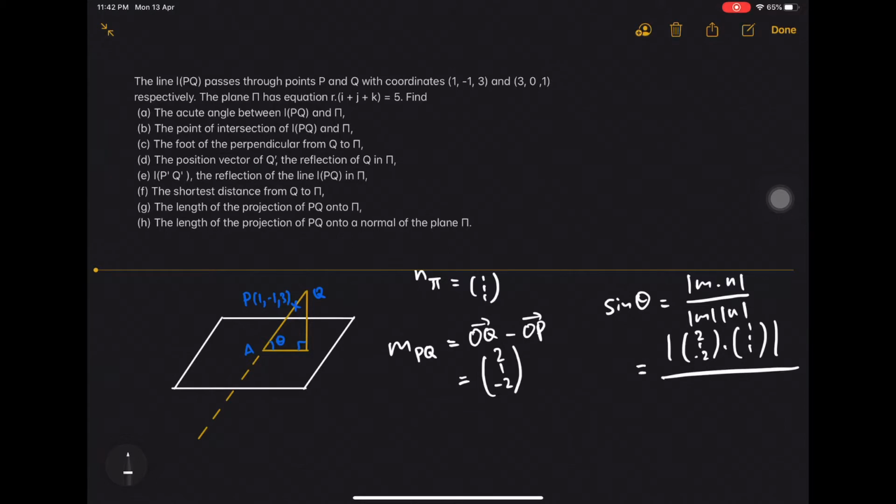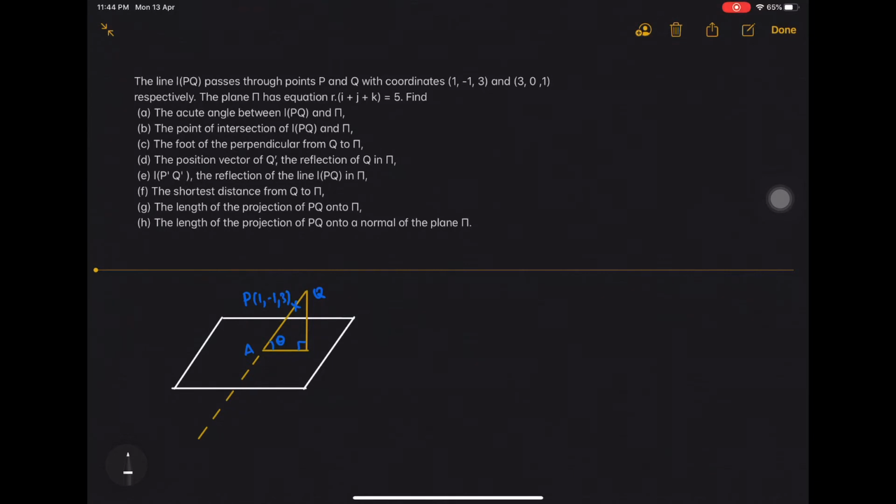So the magnitude of the normal will be the square root of 1 squared plus 1 squared plus 1 squared. When you solve this, you take sine inverse of whatever is on the right hand side. That will get you the acute angle to be 11.1 degrees. So we have found the acute angle between the line PQ and the plane.